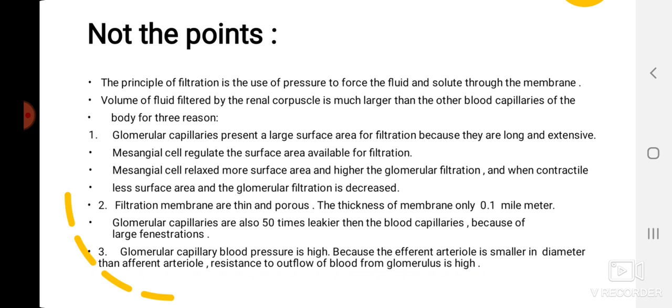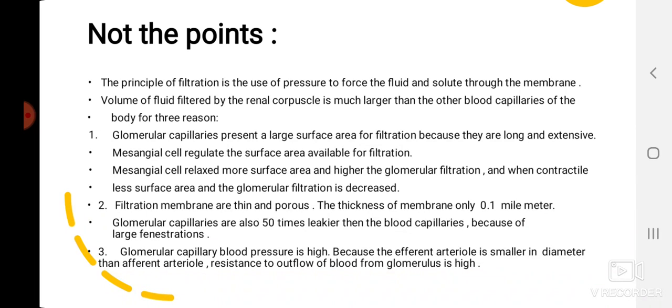glomerular capillaries are also 50 times more permeable than the blood capillary because of the penetration. So you understand these two lines. These are the main lines of this topic. If you do not understand these lines, you can't understand the whole lecture.